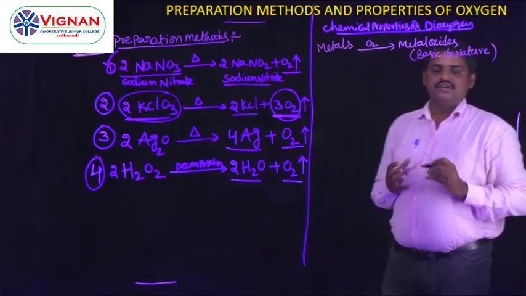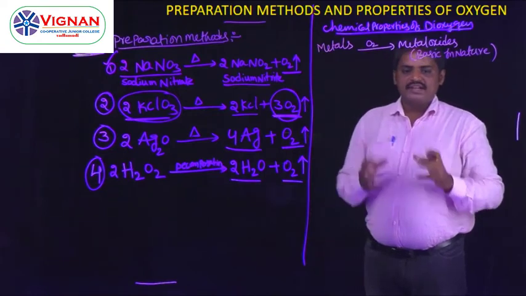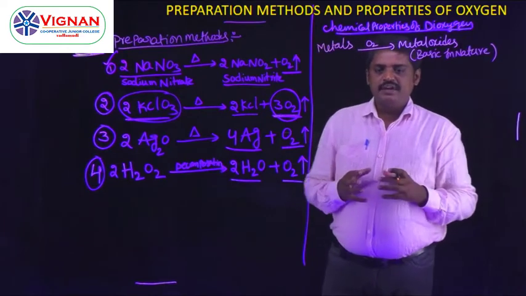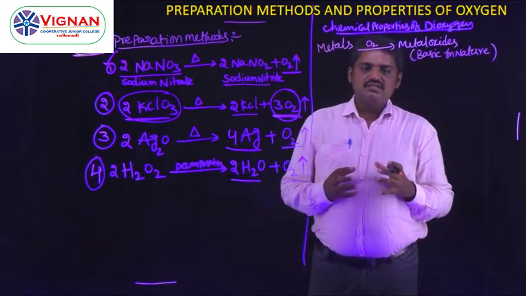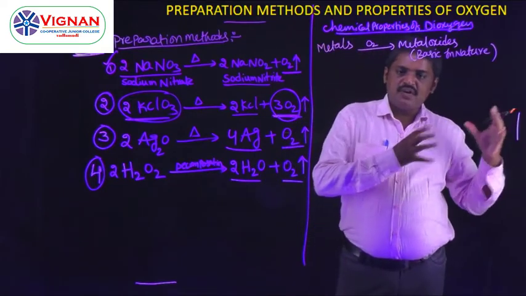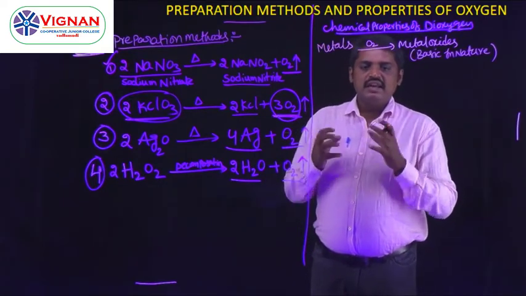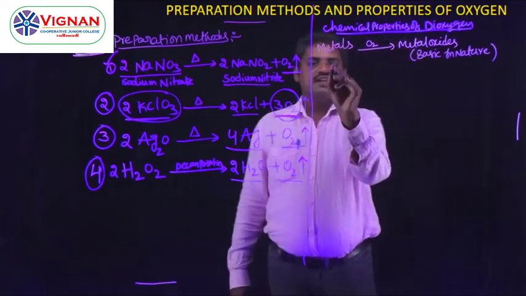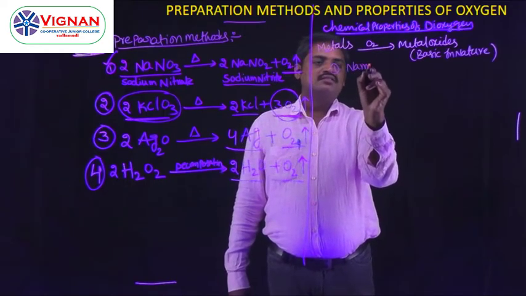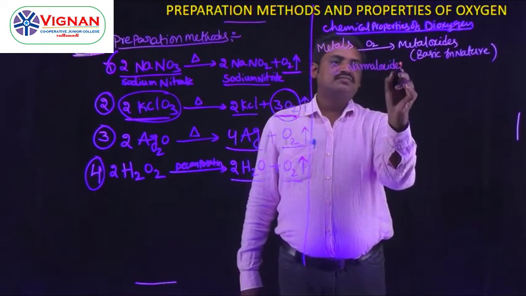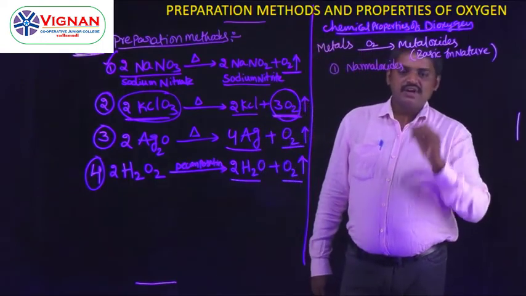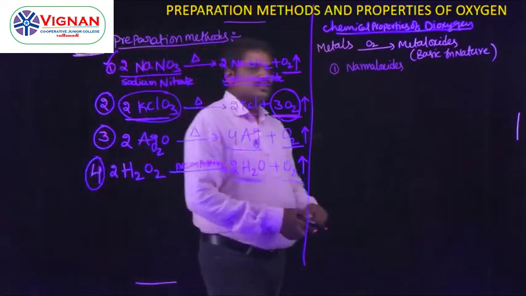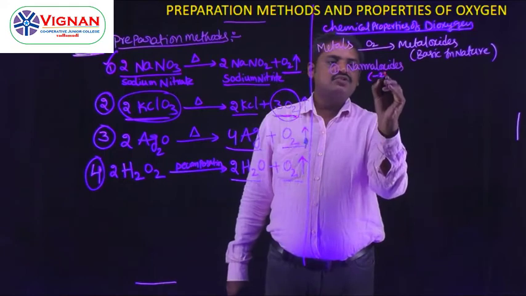Okay, for example, alkali metals. These are powerful metals. Alkali metals, the first group elements, react with oxygen to produce different types of oxides. For example, lithium reacts with oxygen to produce normal oxides. First category, normal oxides. In normal oxides, the oxidation state of the oxygen atom is -2.